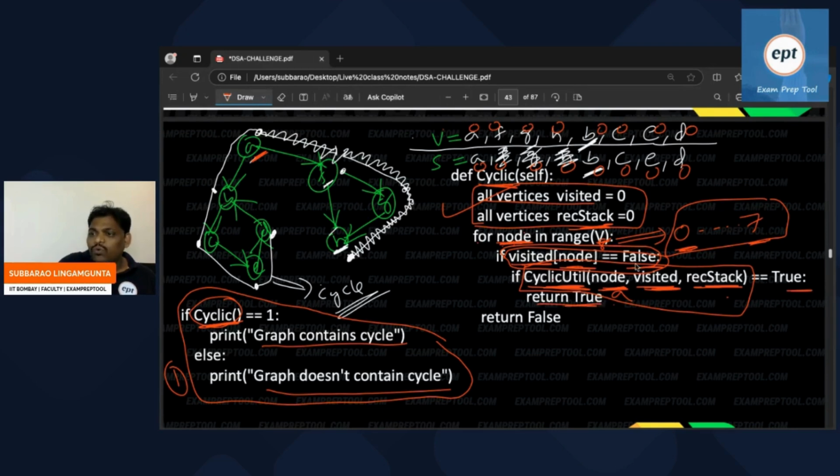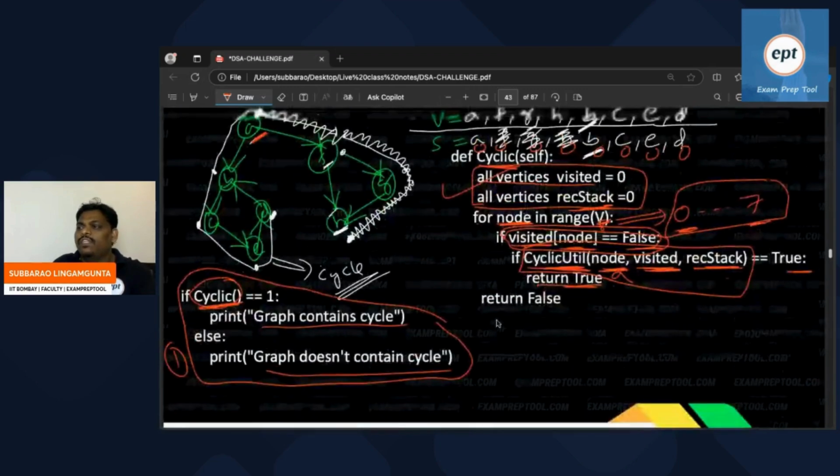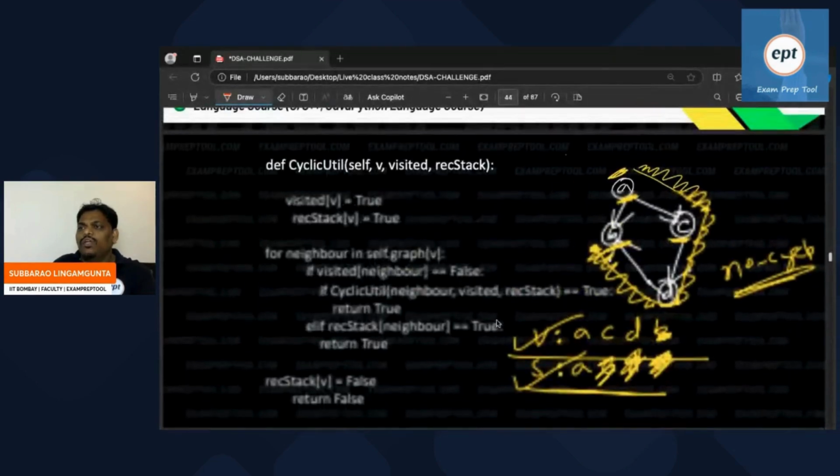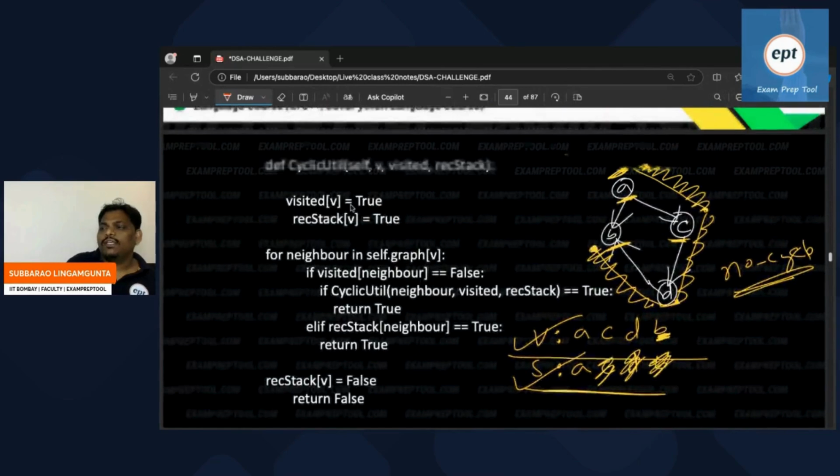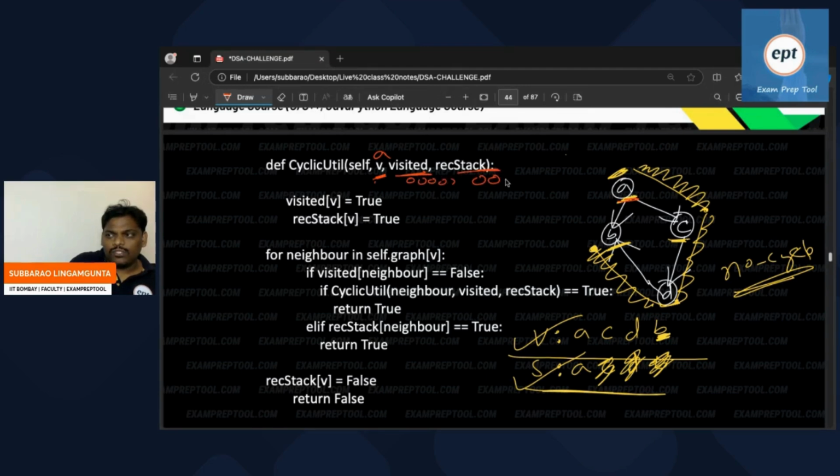Otherwise, let's go. Everything is ready. What will it do? The same as what you already know. As soon as it comes, suppose A has come. This is A. The remaining things don't matter that much. V is going to be A. Visited is all zeros, and the stack is also all zeros. All came. Now the first step.